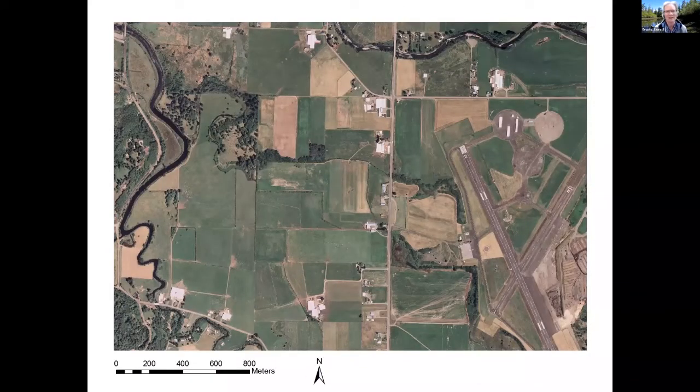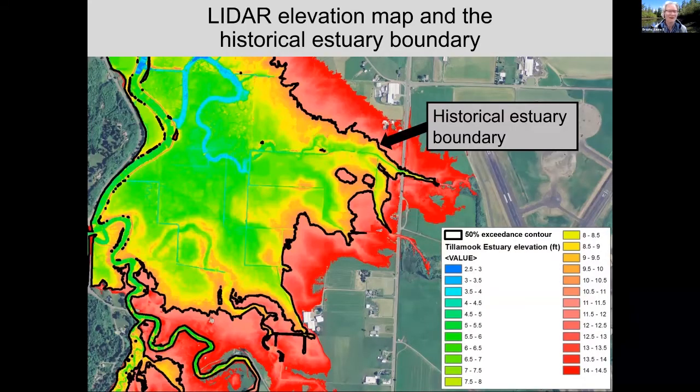These are agricultural lands. Looking at this map, you can't really see where the tidal wetlands used to be. It's not at all obvious. This is where we really need our elevation data. Using our LiDAR elevation data, we're able to map the elevation of the annual high tide, which forms the historical estuary boundary. That's the black line that you see here. The blue, green, yellow, and orange areas are within tide range, but the red and pink aren't. So that's how we mapped our historical estuary extent.